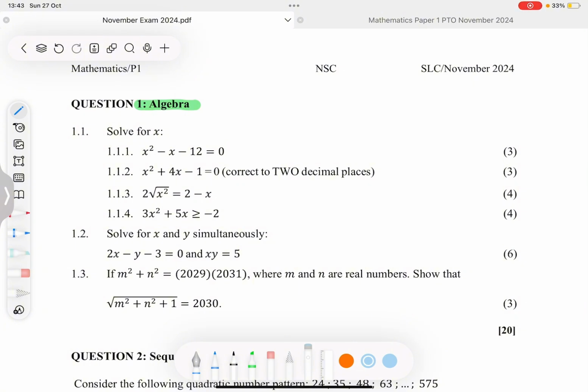The second group of questions that you will have will be solving simultaneous equations, where you solve for x and y at the same time. You'll be solving this equation and that equation at the same time to find the values of x and y. This question will develop into a quadratic equation when you solve it.